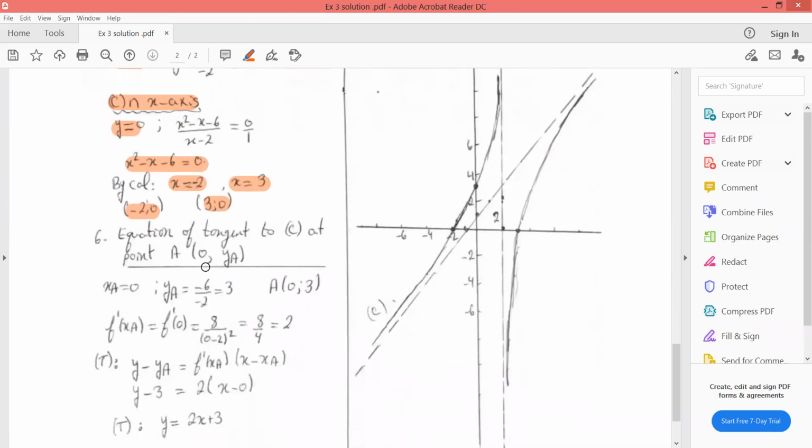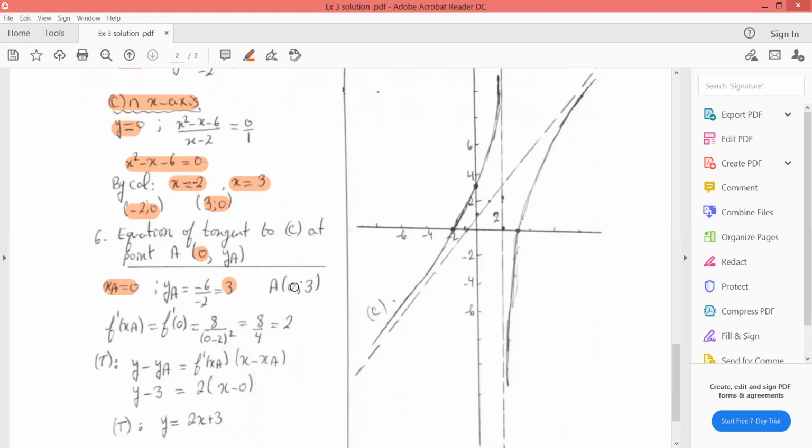Yes. We want the equation of the tangent to C at point A of abscissa 0. So for A, we were given the abscissa 0, but not y. So I have to find ya. xa is 0, ya is 3. The point A becomes (0, 3).